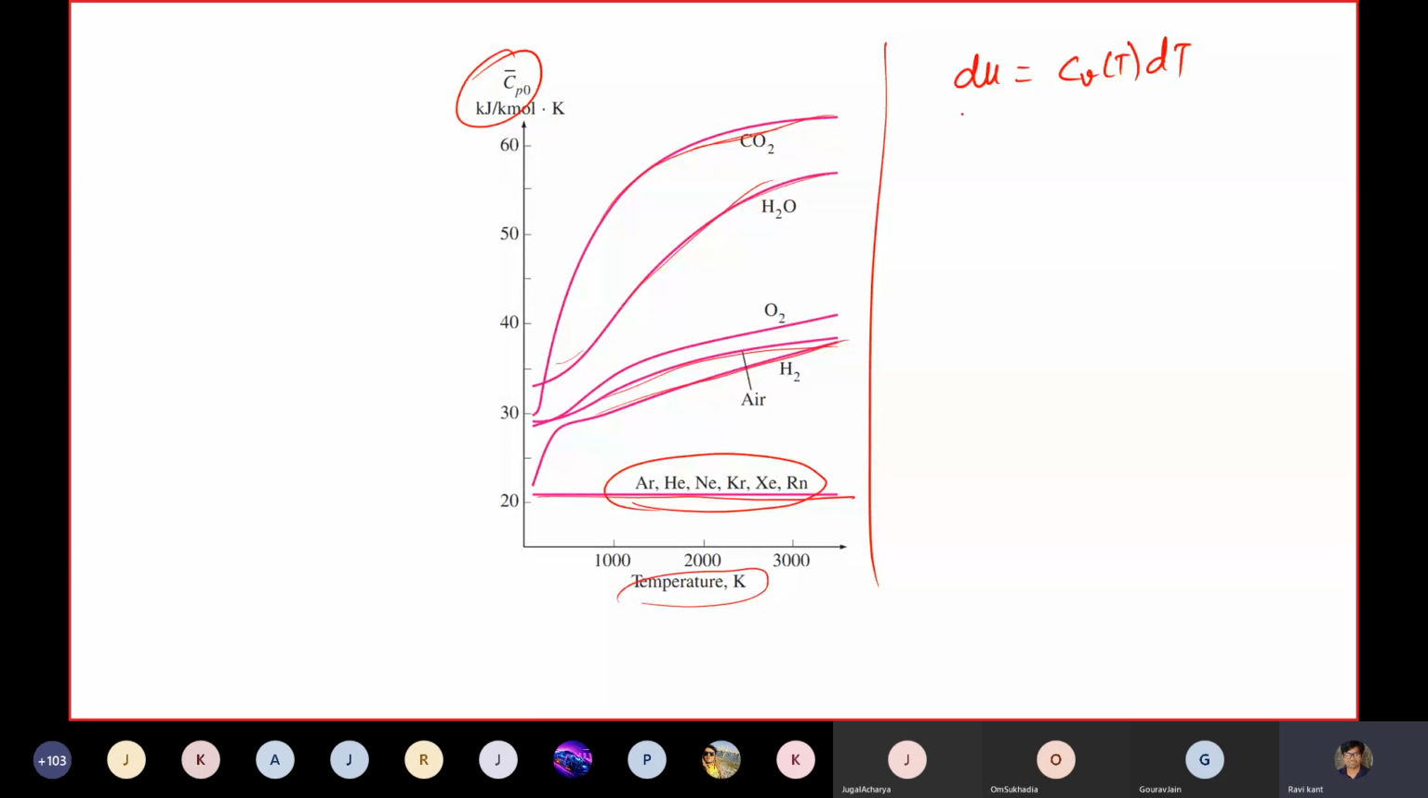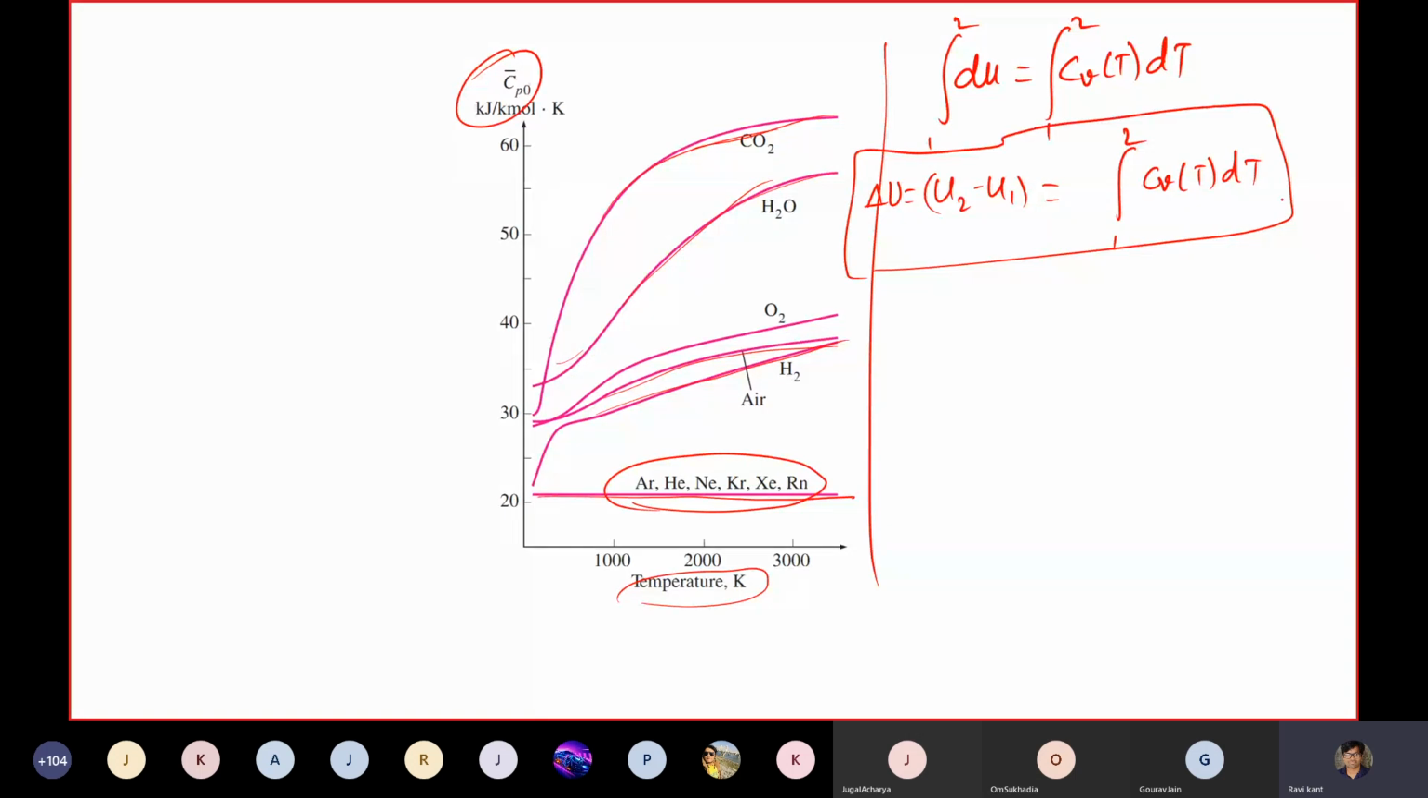If you want to calculate the internal energies at two states, what you can do is integrate both sides from 1 to 2. So this is nothing but u2 minus u1, or you can say the change in internal energy. You can write the integral of Cv(T) dt from 1 to 2. This should be your proper formula to calculate the change in internal energies, and the change in enthalpy can be written in a similar fashion in terms of Cp as a function of T, dt, 1 to 2.